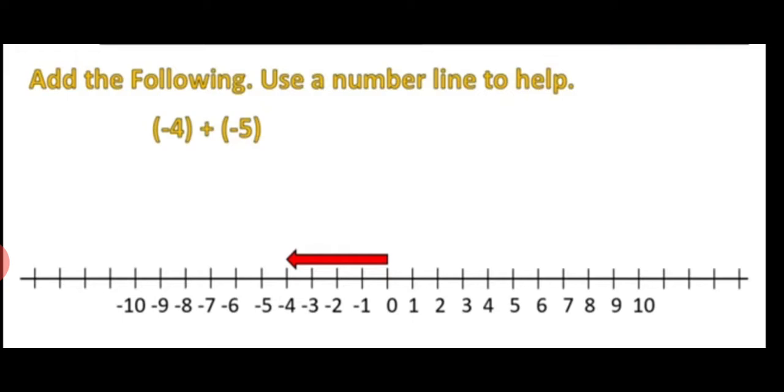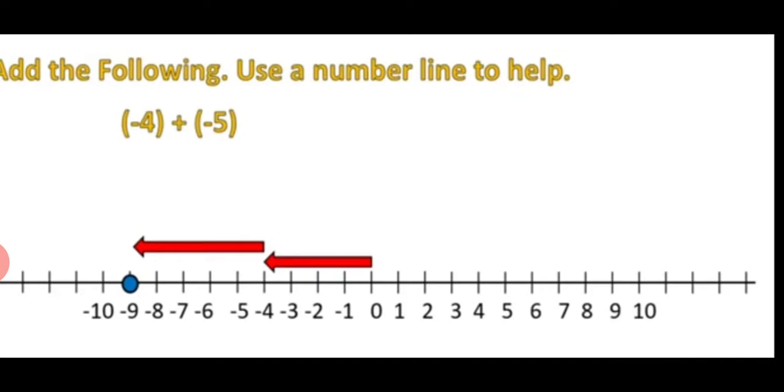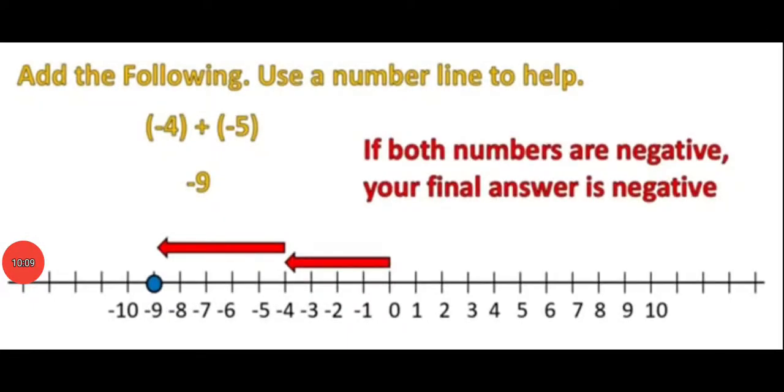Now the second number is -5. It is also a negative number. So starting from -4, we shall move towards the left side again, up to 5 units. You all can see. And got the result -9. Hope the picture is very clear to you. This shows that if both the numbers are negative, your final answer will be negative.